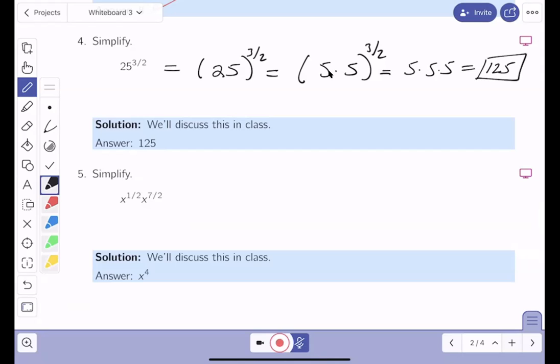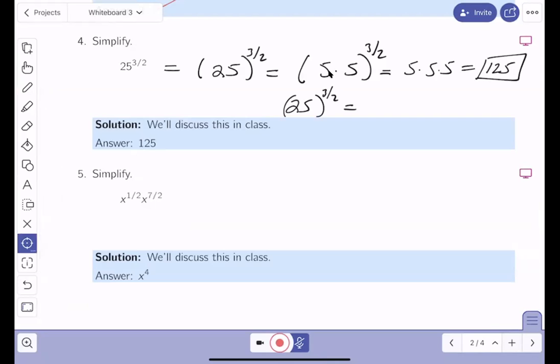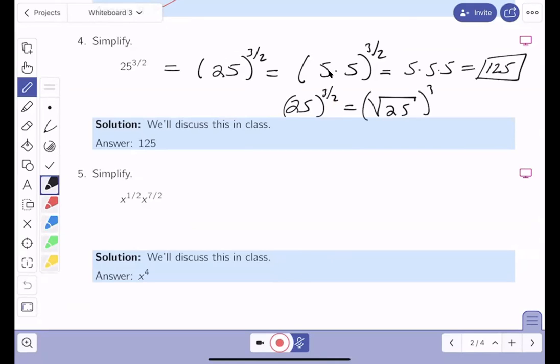I could also use radical notation. Let me write this down for you. It would be 25 to the 3 halves. I'm going to point this out to you. 2 is the index of the radical, which can be the square root of 25 cubed. Or if you prefer, you could write down the square root of 25, cubed. They're both the same, right?